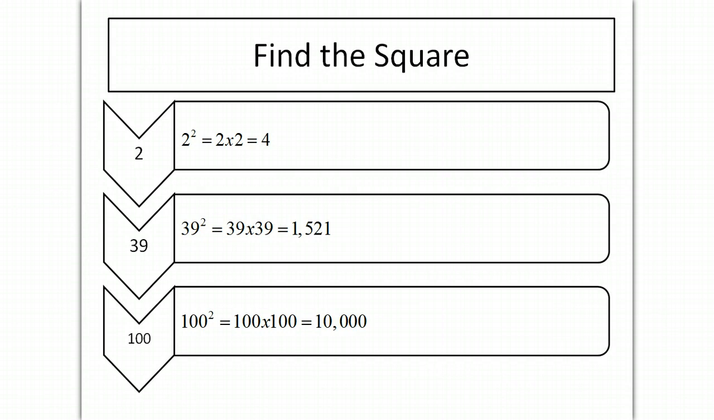So finding the square of 2 is just 2 times itself, which is 4. To find the square of 39 would be 39 times itself, which equals 1,521. To find the square of 100, multiply 100 by itself, and you'll get 10,000.